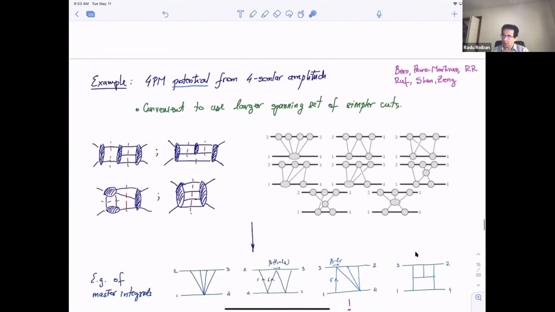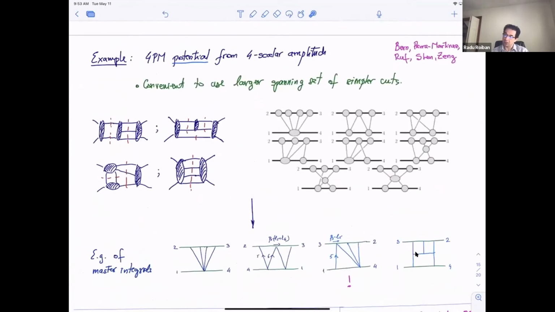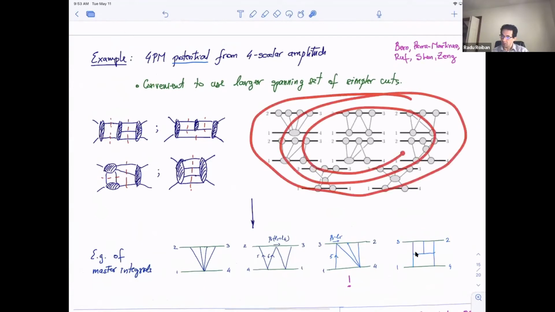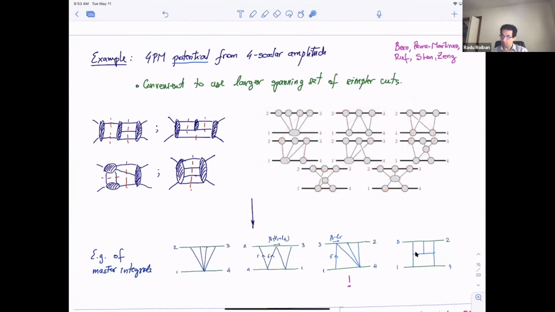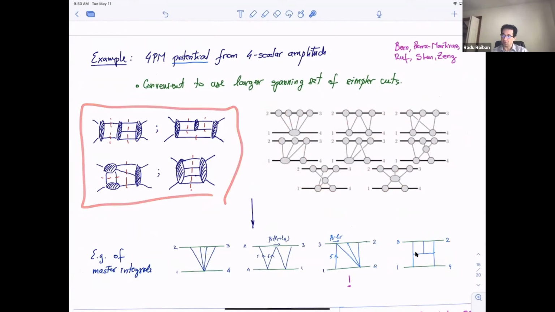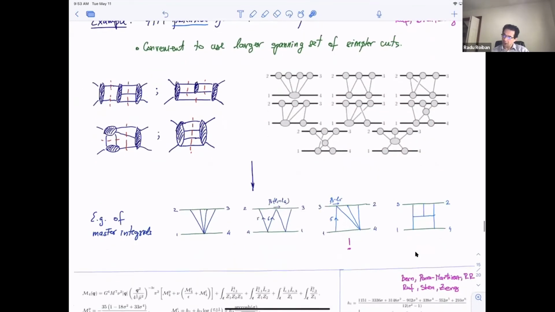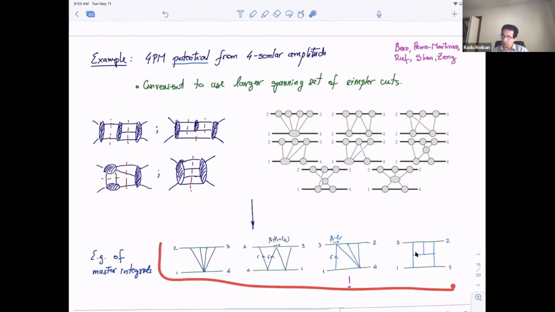So as an example, let me just flash again the cuts that contribute to the order G to the 4th potential, and contrast them with a spanning set of cuts at 3 loops, which is this one. So there are, like I said, more cuts, but they are quite a bit simpler than these ones. And among the master integrals one gets, some of them look like these. There are quite a few more than these 4, but here's an example of some of them.